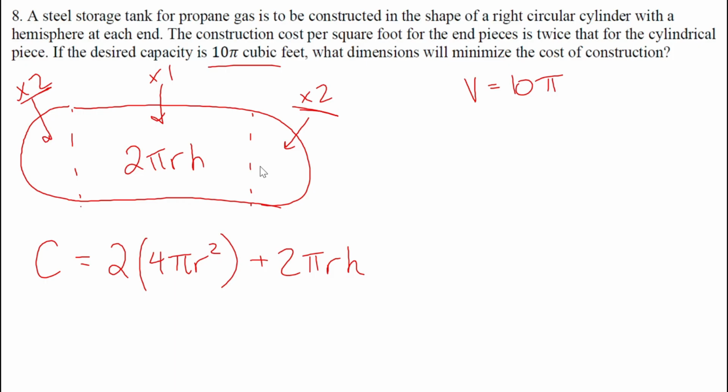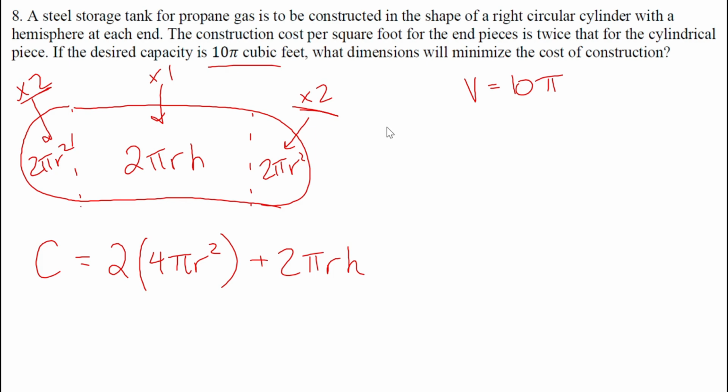Each of these is a hemisphere. So each one of these has a surface area of 2 pi r squared because the full thing is 4 pi r squared if we put a full sphere together. So this is our formula for the total cost. But we need to substitute out the h. And so we need a formula for the volume.